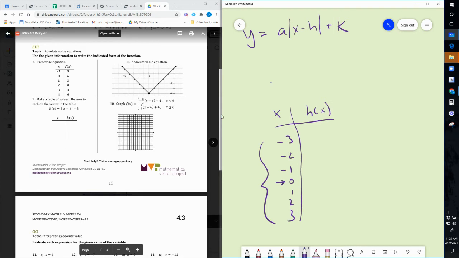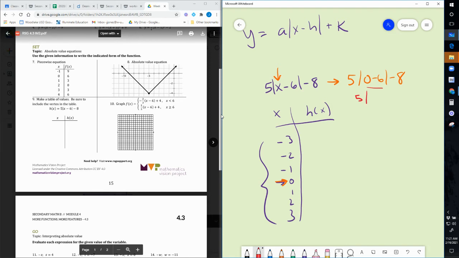So if the equation is 5 absolute value x minus 6 minus 8, we're going to plug in these x values. So go ahead and plug in 0 for all the x's. Okay, 5 times absolute value 0 minus 6 minus 8, and then we just solve this, right? So absolute value is just like parentheses whenever you solve stuff. So solve inside it first.